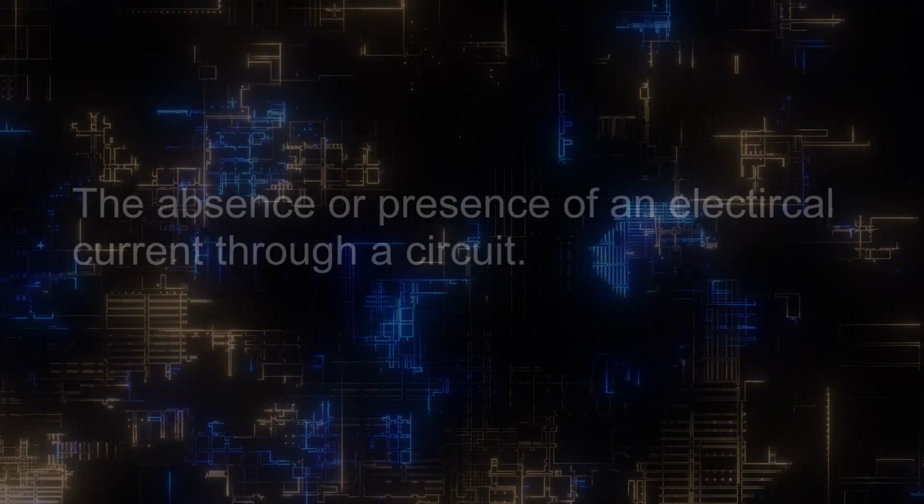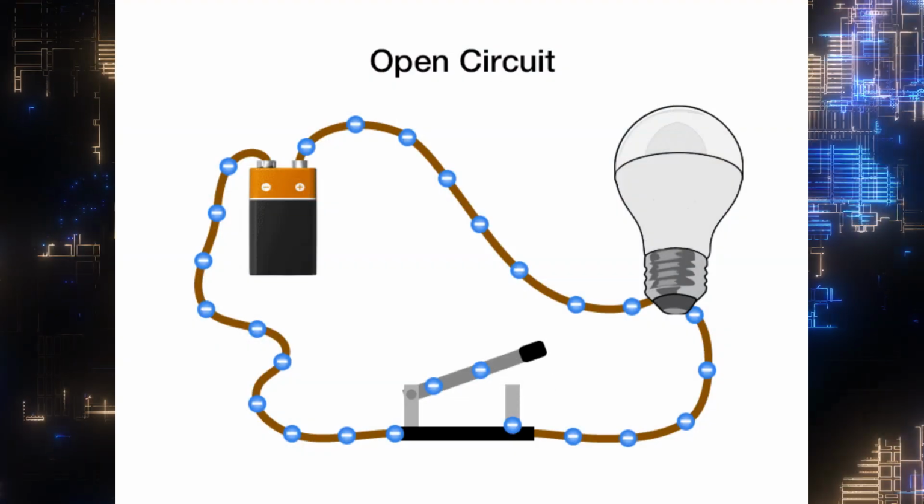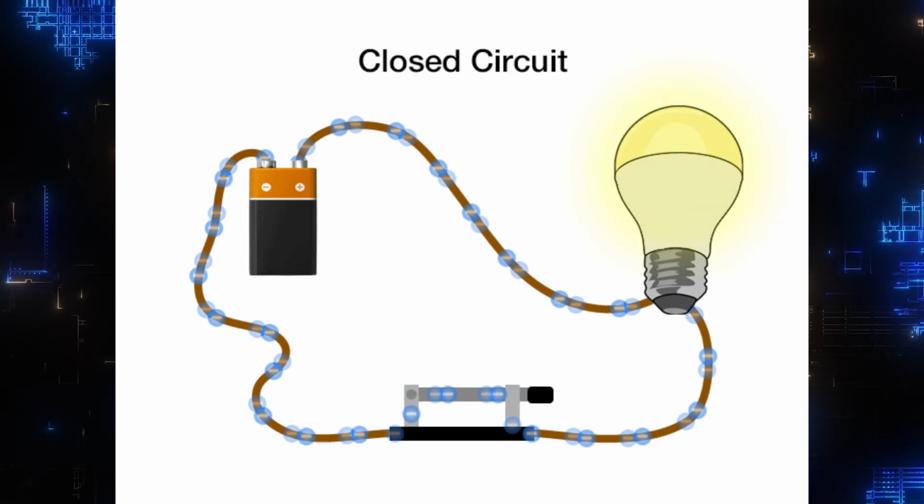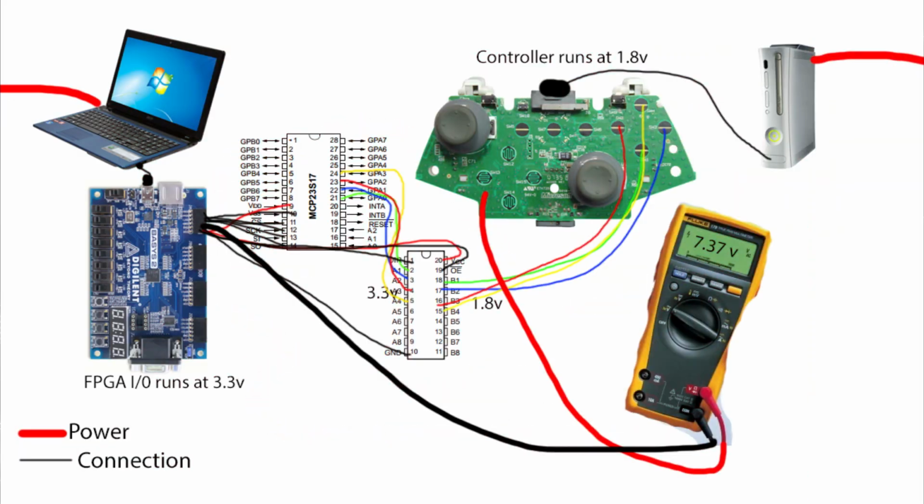For example, 0 volts could indicate off, or a 0 bit, and 5 volts could indicate on, or a 1 bit. The actual voltage used in real circuits varies depending on the technology, but this hopefully gives you an idea of how it could work.